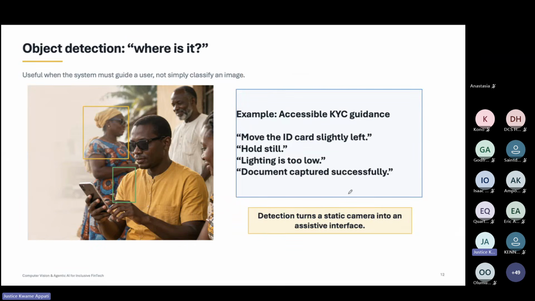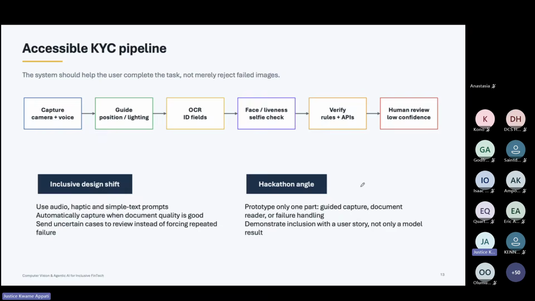So this is where you now guide the person. Move your ID closer, to the left, to the right, a bit upward. The things that the person would have told you, the model is not telling you. Hold still because you are trying to shake. The lighting is very low, and then capture. It's gone. This is where, as a vision expert, you come in.